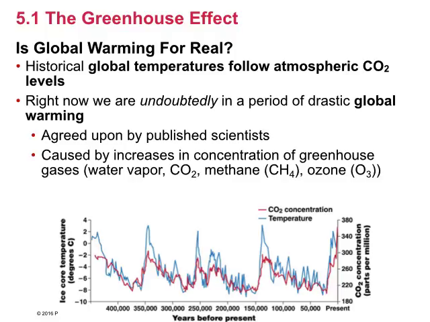So even with global warming, there are scientists that disagree with this theory. And again, scientists agree that this is caused by the increases in greenhouse gases, mainly water vapor, CO2, methane, and ozone. And most scientists agree that this is mostly attributed to human activities. So not only is global warming real, but most scientists agree that global warming is due to increase in greenhouse gases because of how we live.